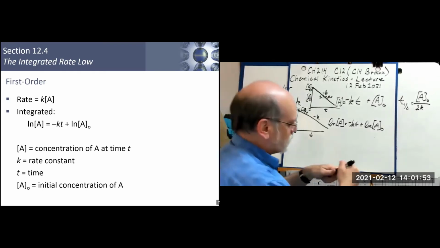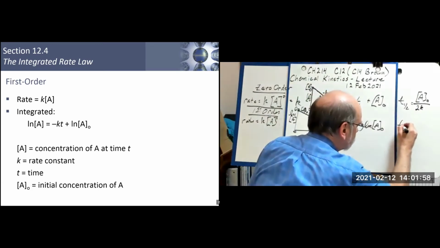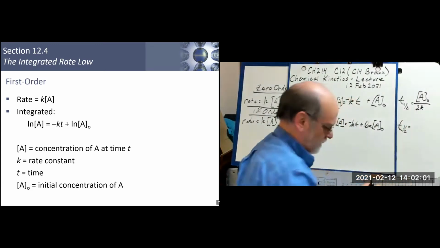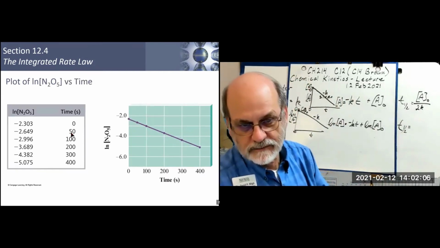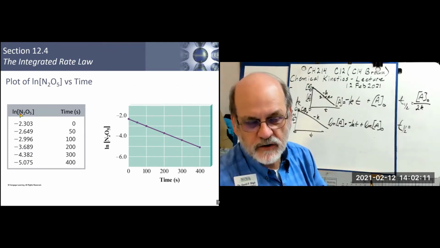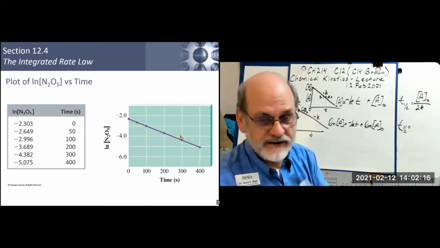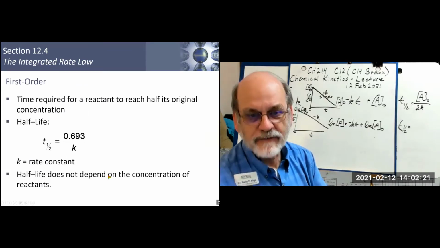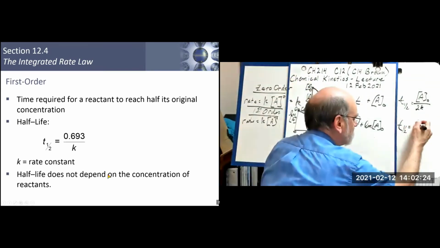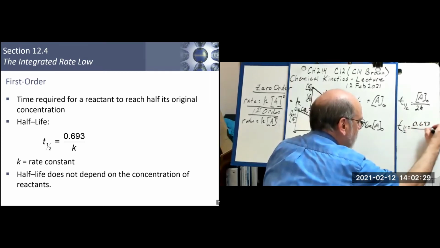So what's the half-life expression for a first order reaction? Well, there's an example, right? So we took the dinitrogen pentoxide concentration and transformed it against time and plotted that and got a straight line. It's still a negative slope, but it's a straight line. And the half-life is dependent on 0.693 over K.